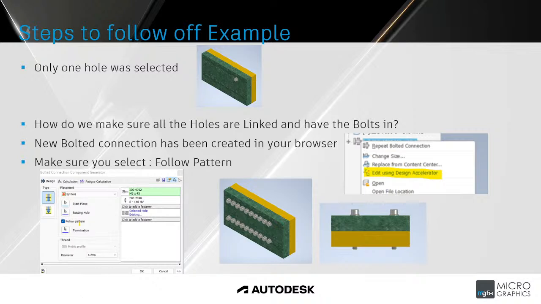You will notice a new bolted connection has been created inside your browser. So that symbol means it's a bolted connection. So all you can do is right click on it and say edit using Design Accelerator. So then your bolted connection component generator table will open up again, and just make sure you click on the follow pattern. So when you select the follow pattern and you say OK, you'll see Inventor will automatically place all your bolts and washers into the block.